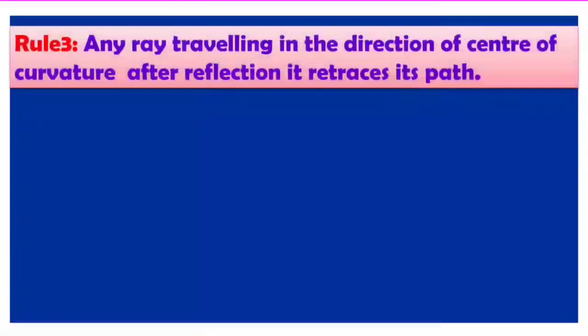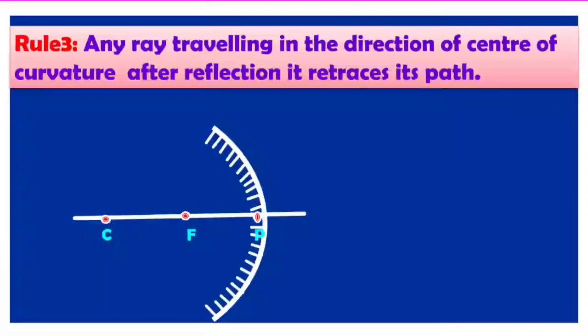Now we will see the third rule. Any ray traveling in the direction of the center of curvature, after reflection, retraces its path. Here we can see a convex mirror. A ray which travels in the direction of the center of curvature, after reflection, retraces its path. Retraces means traveling along the same path in the opposite direction.